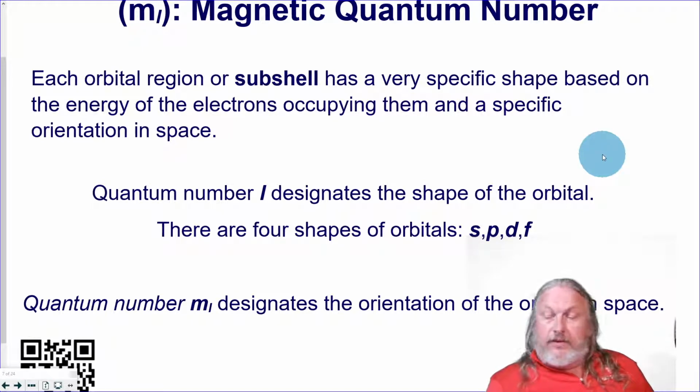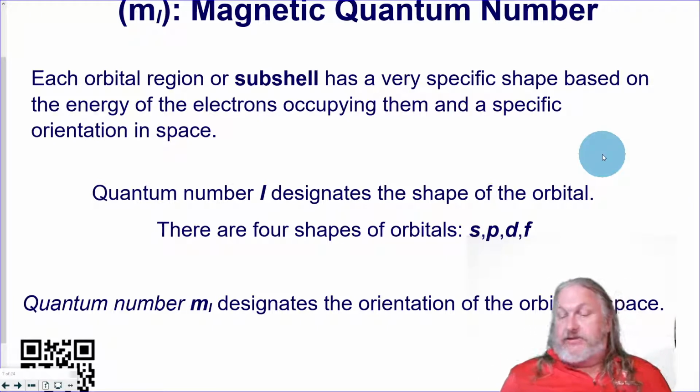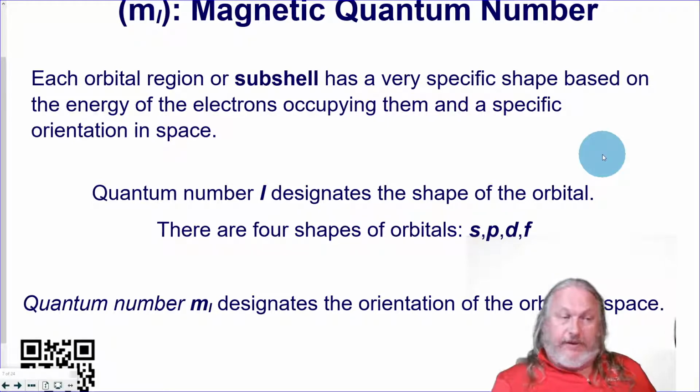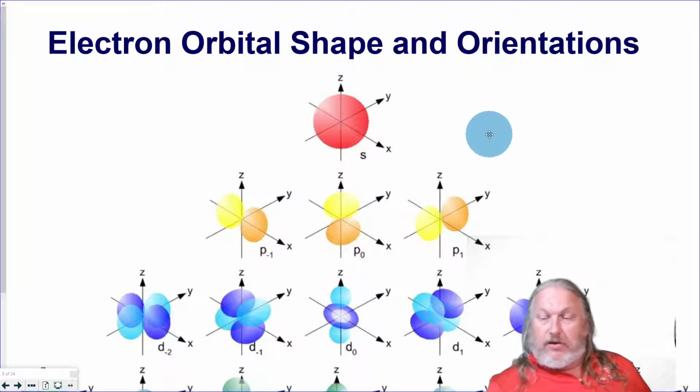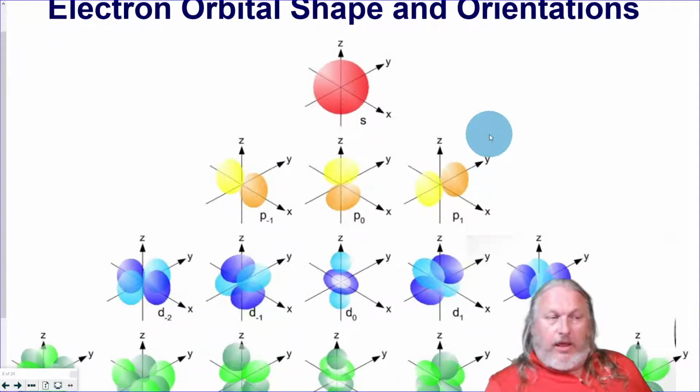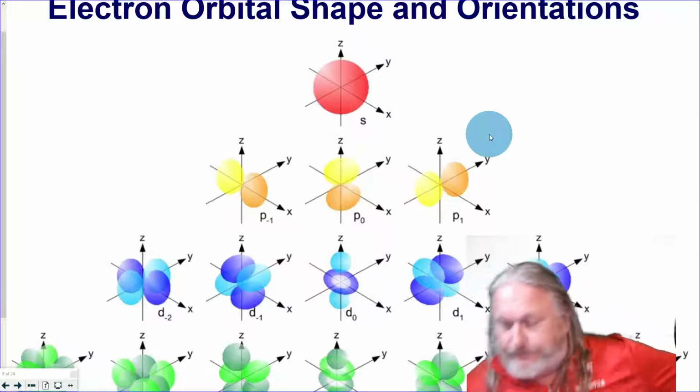ML will tell us the orientation of the orbital, or the subshell, in space. So the L number gives us the shape, 4 shapes, then we have the ML number. So these are the shapes, and we've got models in class which we'll go over.